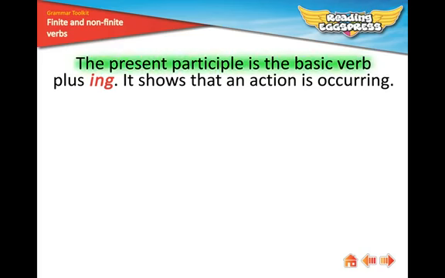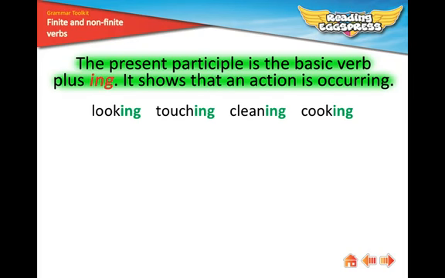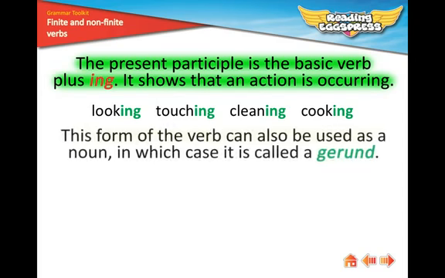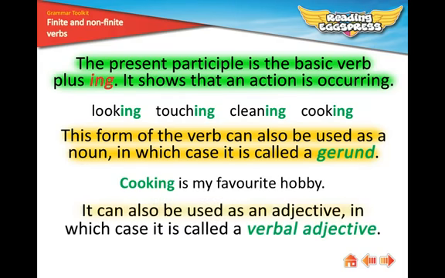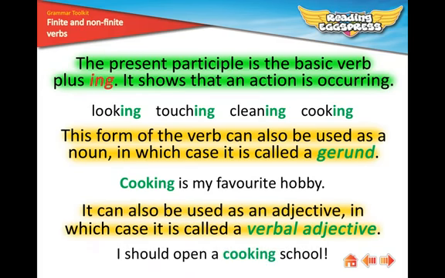The present participle is the basic verb plus ing. It shows that an action is occurring. So we have look with ing, looking, touching, cleaning, cooking. This form of the verb can also be used as a noun, in which case it is called a gerund. An example of this is, cooking is my favourite hobby. It can also be used as an adjective, in which case it is called a verbal adjective. I should open a cooking school.